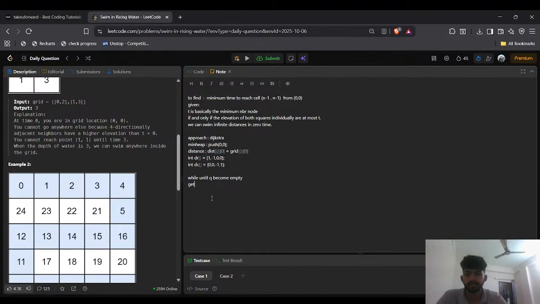First we get the current node and current distance. Then we get the distance and current node. Then we do an if, under which we will perform boundary checks. So better we write the boundary checks here.